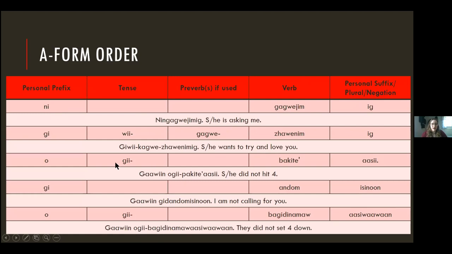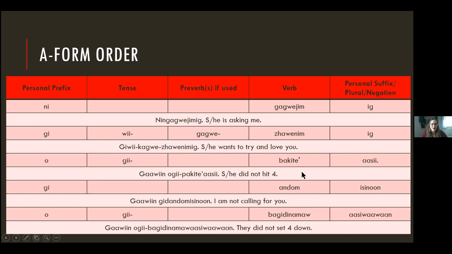Okay. This one has all the things. So we have personal prefix ge, tense is we. Preverb can be in there, gagwe. The verb jawanum, and ig is the suffix. Okay. Giwi gagwe jawanumig. She wants to try and love you. Might be trying to tell your friend something, okay? She wants to try and love you, but you're being a butt. I don't know.